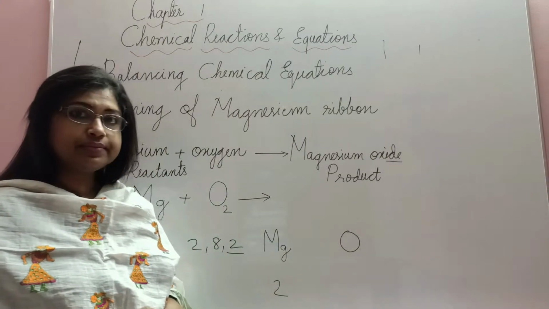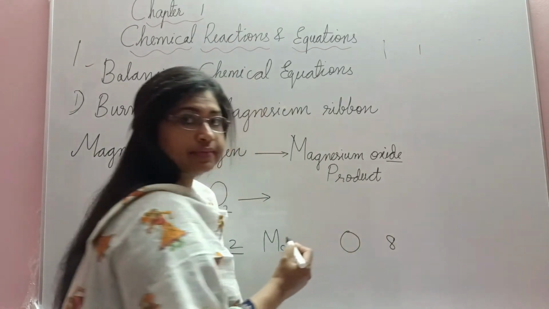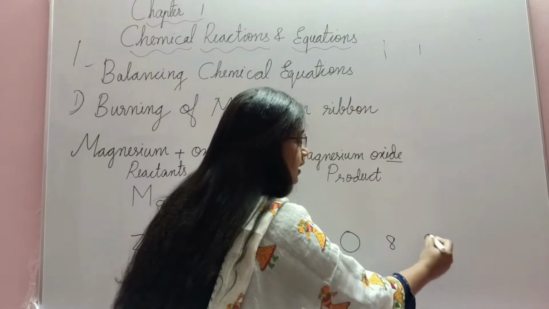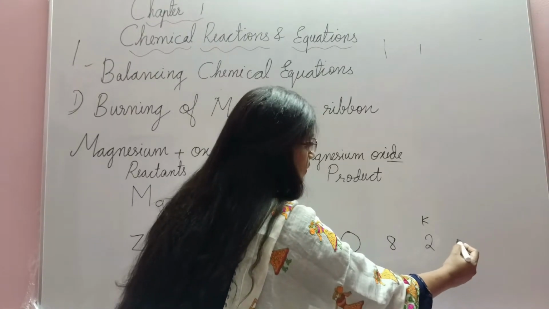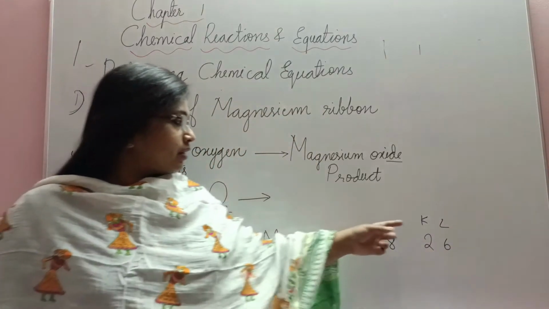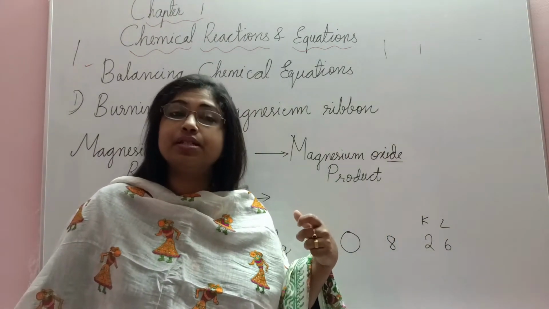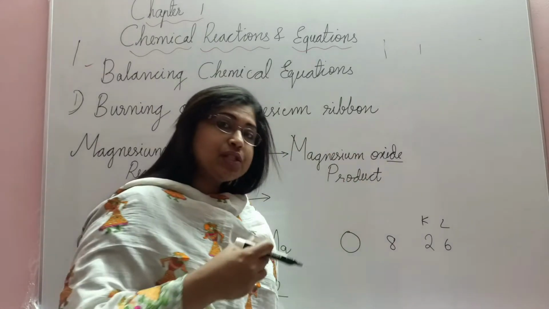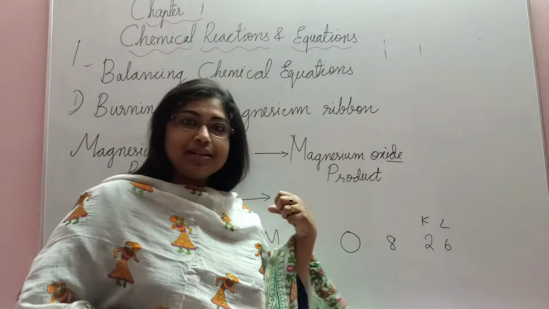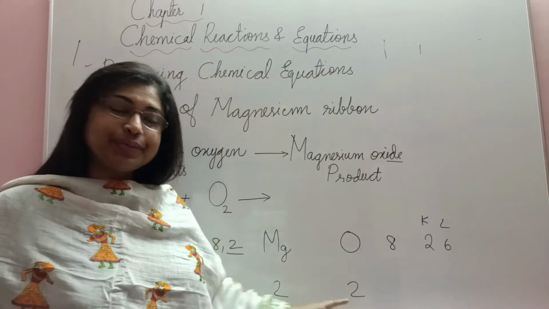Now in the case of oxygen, what is the atomic number of oxygen? It is 8. What is its electronic configuration? There are 2 electrons in the K shell and 6 electrons in the L shell. Already 6 electrons are there in the L shell. It needs 2 more electrons to complete its octet. So it gains 2 electrons when it combines with other elements. So the valency of oxygen is 2.